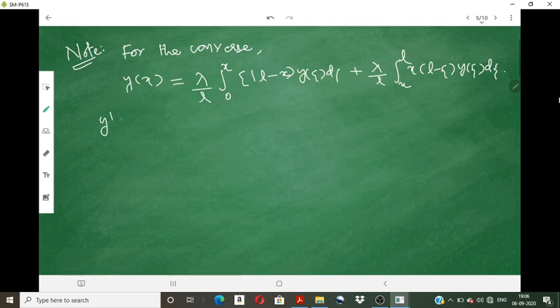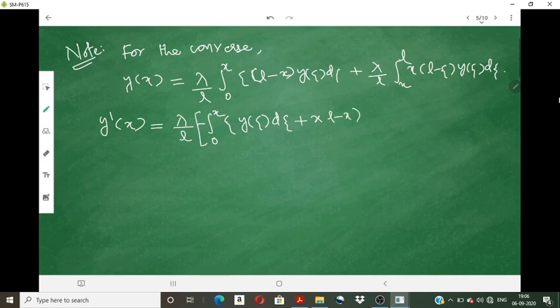Okay, so differentiating we will get y dash at x is equal to lambda by L into, L minus x, its derivative is minus 1, so minus integral 0 to x theta y of theta d theta, plus, instead of theta we will put x, so x into L minus x into y of x, minus the last term will be 0 since the lower limit is 0.